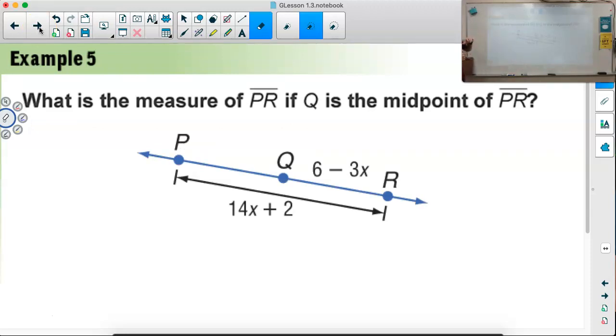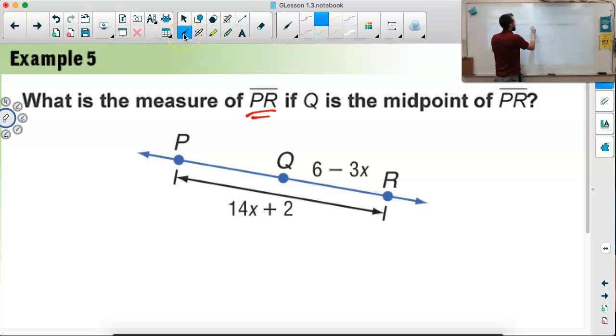All right, example number 5 says, what is the measurement of PR? So notice, first off, this is the answer. We want PR. If Q is the midpoint of PR, what that means, if this is the midpoint right here, here's the middle, I know that the distance here is the same as the distance here. Which means that whatever this guy is on the right, that's the same on the left.